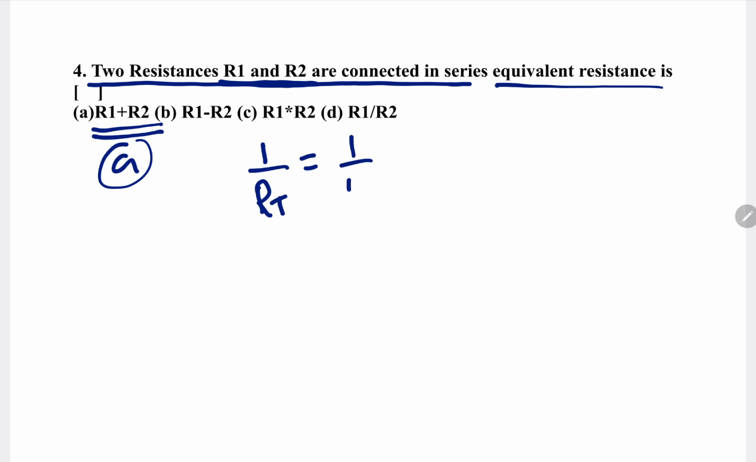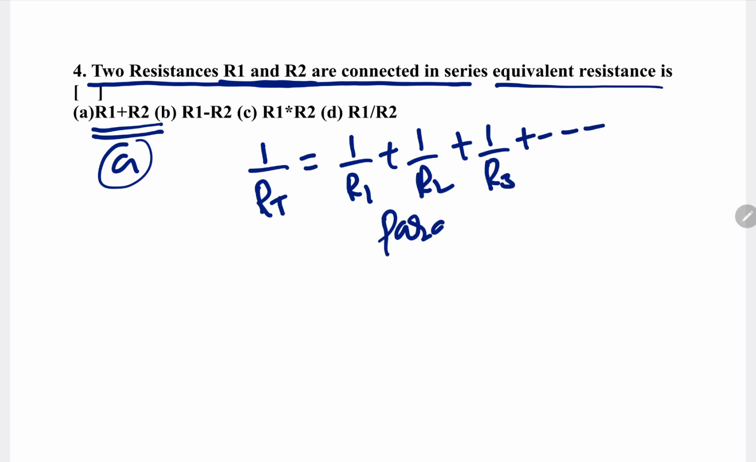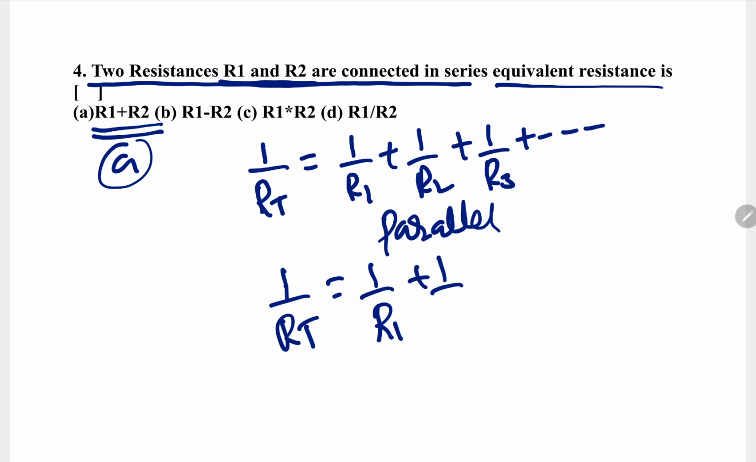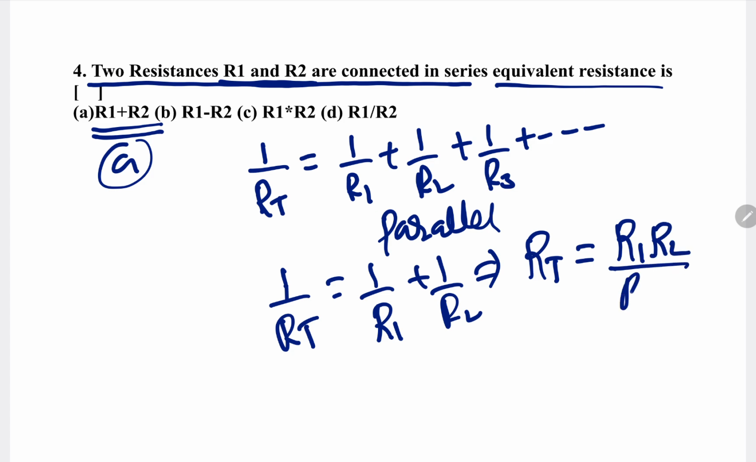Whenever two resistors are connected in parallel, what is the total resistance formula? 1 by R total is equal to 1 by R1 plus 1 by R2 plus 1 by R3 and so on. This is the parallel connection formula. Let us say only two resistors are there. Then 1 by R total is equal to 1 by R1 plus 1 by R2. Then if I calculate the R total value, what is the formula? R1 R2 divided by R1 plus R2.